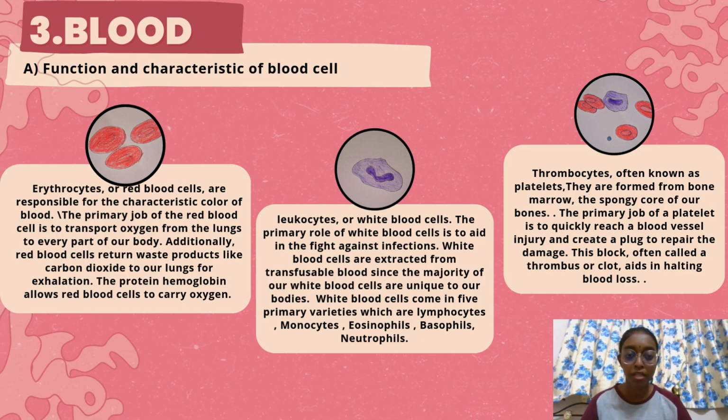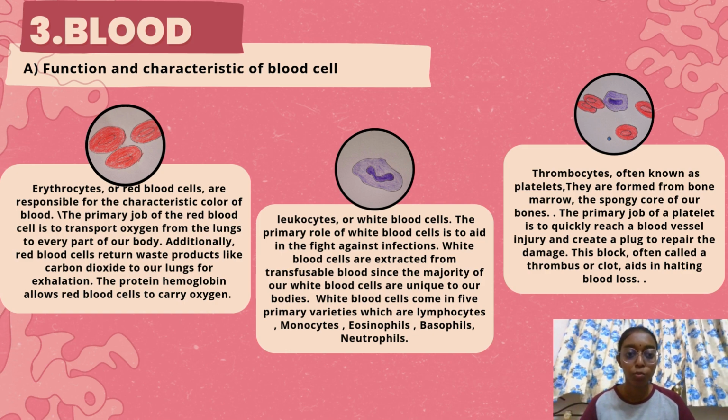Leukocytes or white blood cells. The primary role of white blood cells is to aid in the fight against infections. White blood cells are excluded from transfusible blood since the majority of white blood cells are unique to our bodies. White blood cells come in five primary varieties, which are lymphocytes, monocytes, eosinophils, basophils, and neutrophils.